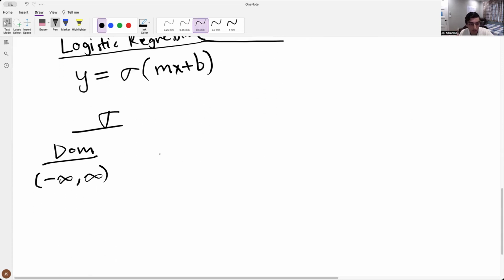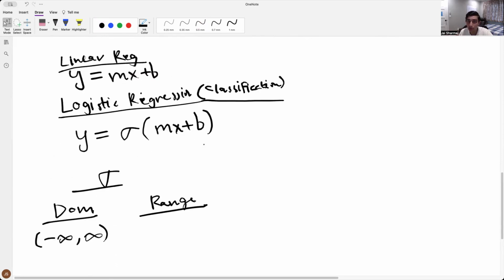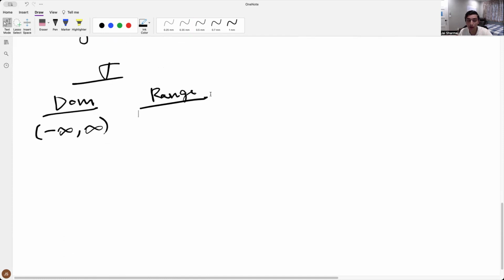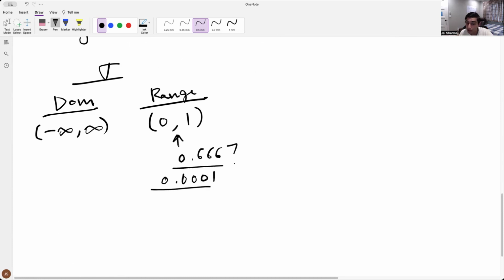And what is the range? Range meaning all possible outputs. Well, you can get anything from 0 to 1, sorry, not inclusive, including everything in the middle of 0 and 1. So you don't include 0 because you'll never reach 0 and you'll never reach 1, but everything in the middle, be it 0.6667 or 0.0001, every single thing between 0 and 1 is achievable. And effectively, what does this do?